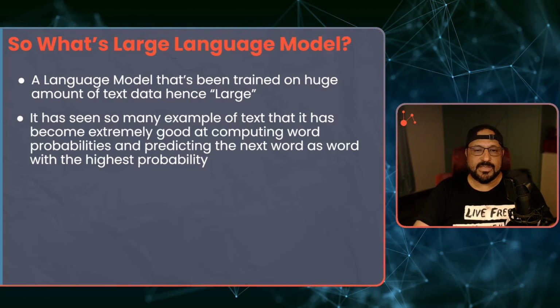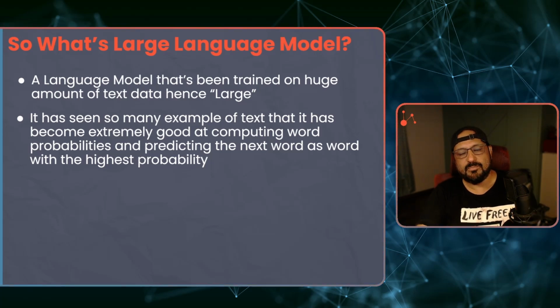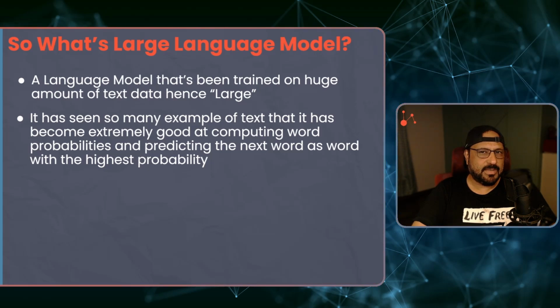So what does it mean? How does it help? It helps because it has seen so many examples of text. For example, as a human being, if I read more and more books, let's say fiction books, and if I pick up another fiction book and read a few pages, I'll probably be able to guess, with a decent amount of probability, what's happening next, what's coming next. Why? Because I've gained that much experience reading so many examples.